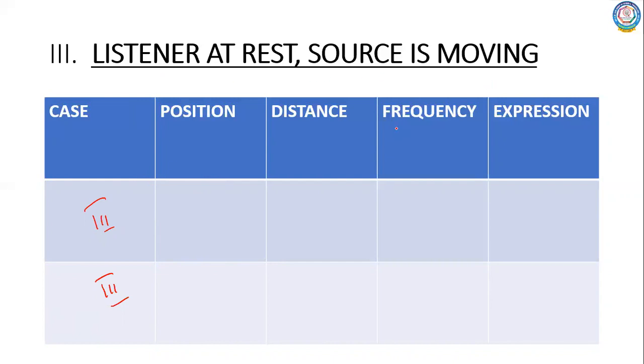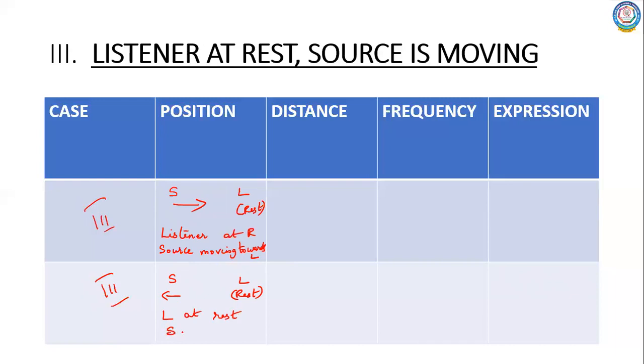Listener at rest, source is moving. So let me draw source here, listener here. Now listener is at rest here, children. Okay, so listener at rest, source moving towards L. Okay, so let me draw the arrow as if the source is moving towards the listener. Again, second case, again listener at rest, source is moving away from the listener. So listener at rest, source moving away from listener.